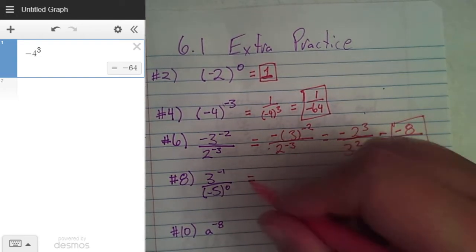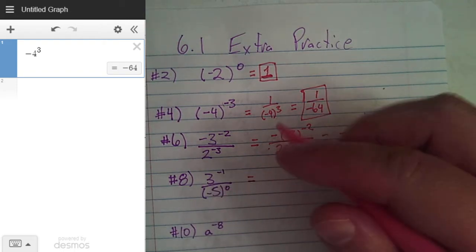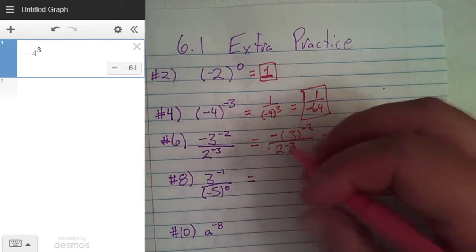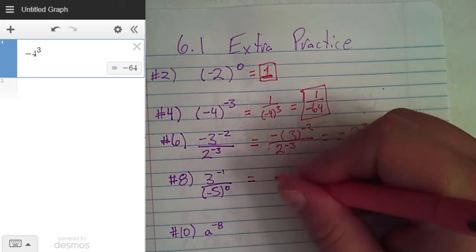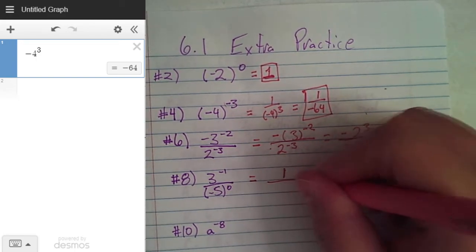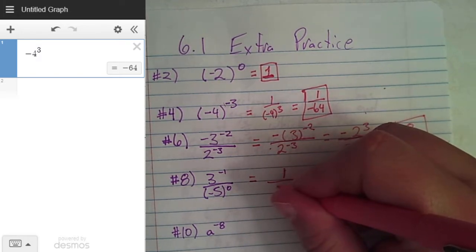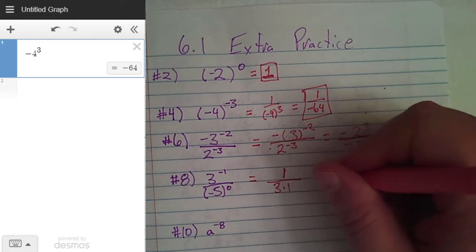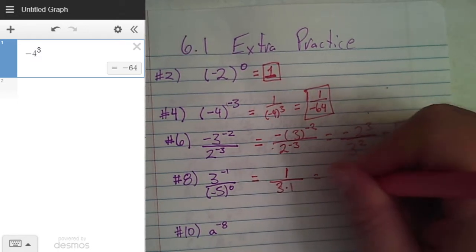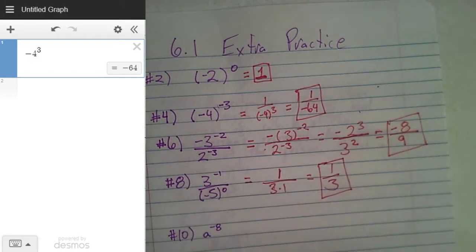For number 8, we have 3 to the -1st over -5, that whole quantity to the 0. Anything to the 0 is 1, so we're going to be able to put 1 over 3 to the 1st, which is just 3, so we get 1/3 as our answer to number 8.